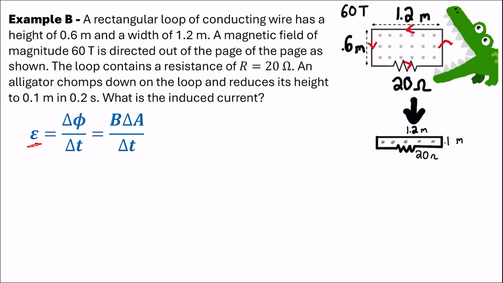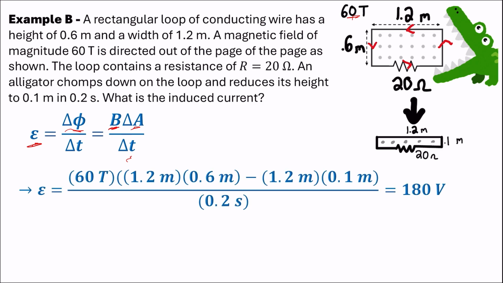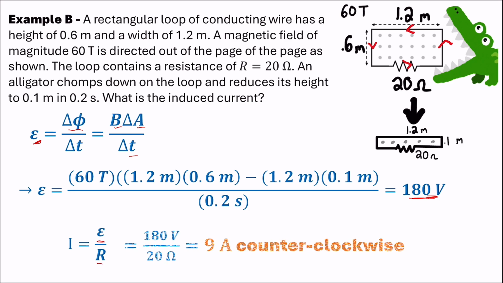So induced EMF is delta phi over delta t, rate of change of flux. Now I'm going to write change in flux as field, because that stays constant, times the change in area over time. And then I can just plug in the numbers here. That part's pretty straightforward. And I get that the induced voltage is 180 volts. Ohm's law says that current is voltage over resistance. So if I do that, 180 over 20, I get that the current is 9 amps, and it's counterclockwise.